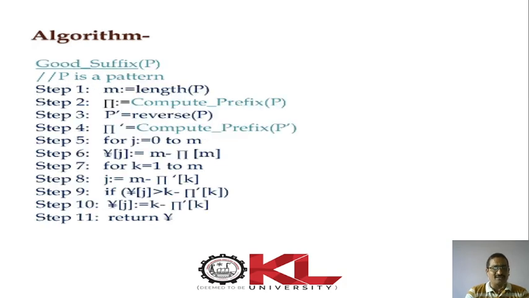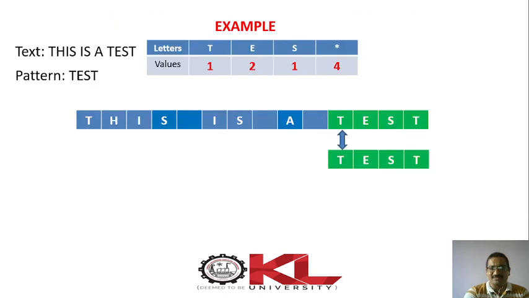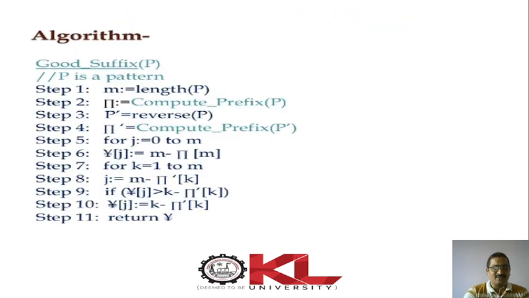Next we also need to find the good suffix. Good suffix is nothing but this. These are the good suffixes, whatever I have marked in green. How will it be a good suffix? This is also calculated using the compute prefix.